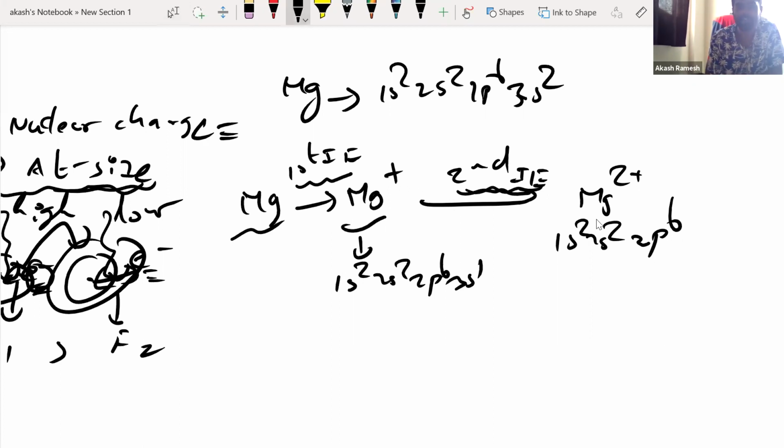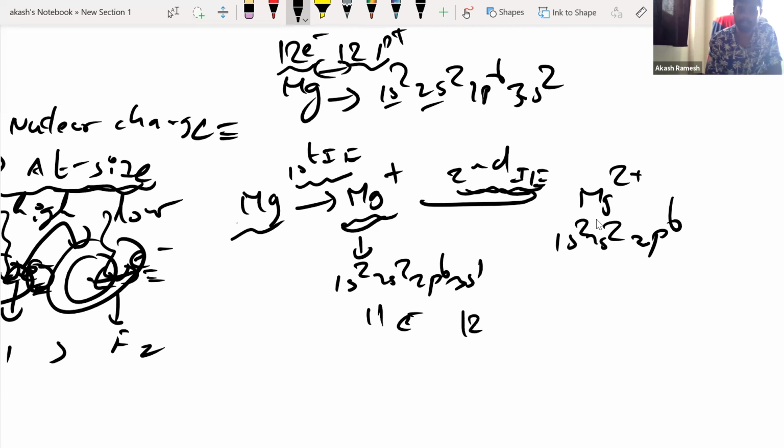So what happens when I remove an electron? In this case, you see there are totally 12 electrons and 12 protons, or say nucleus. Now, obviously 12 protons and 12 electrons will have some force of attraction. Now, when I go to Mg plus, what happens? Mg plus, what happens is I have only 11 electrons, but protons are same.